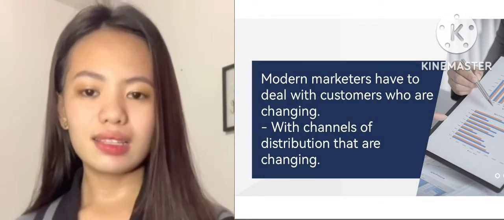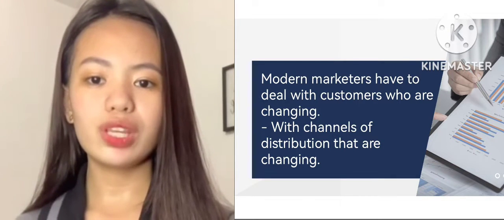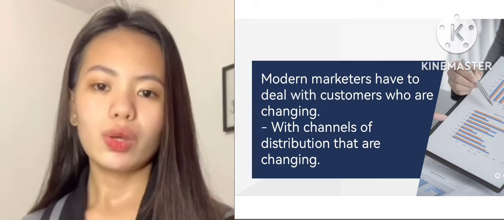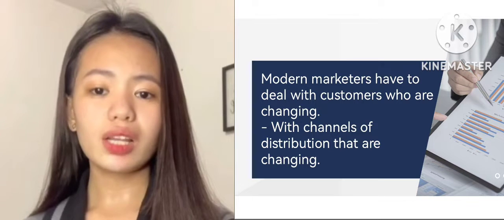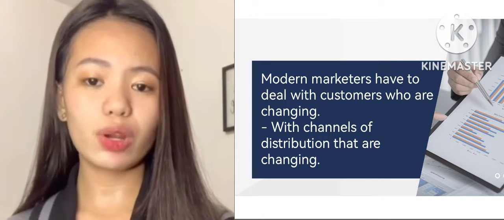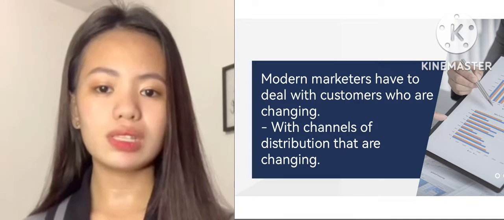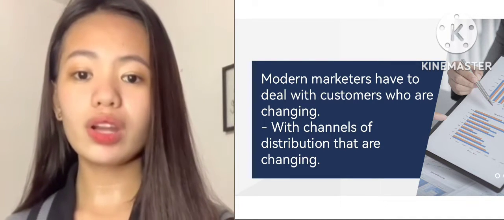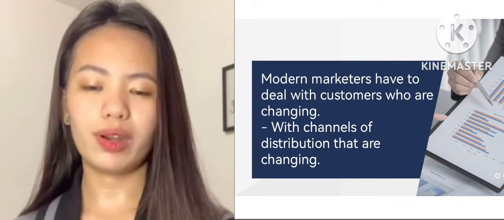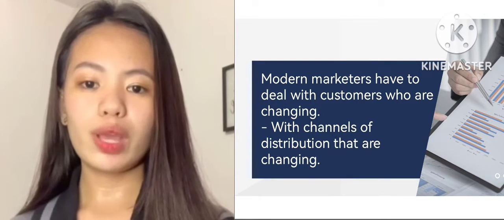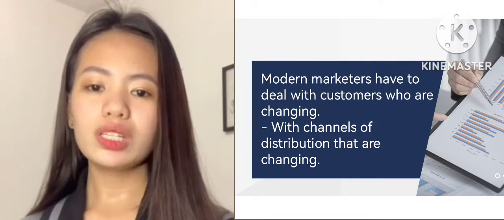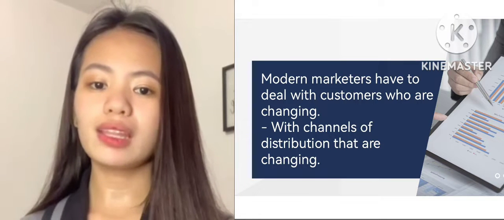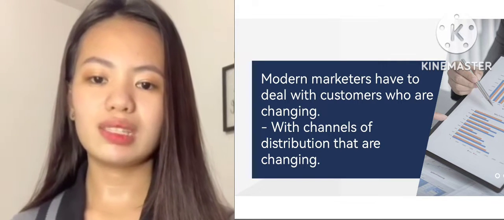Next slide, please. This slide says that modern marketers have to deal with customers who are changing, with channels of distribution that are changing. Basically, a channel of distribution is a chain of businesses or middlemen through which a good or service passes until it reaches the final buyer, the end customer or end consumer. Goods and services make their way to consumers through multiple channels, a combination of short and long, which only depends on the number of middlemen required to deliver our products or services.